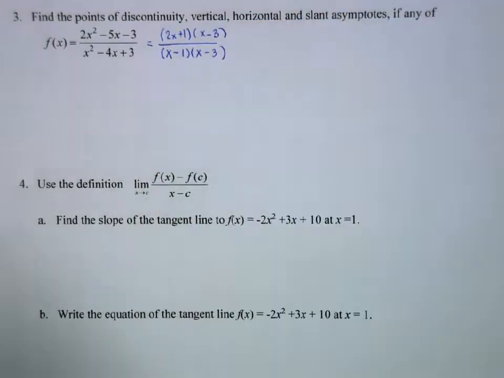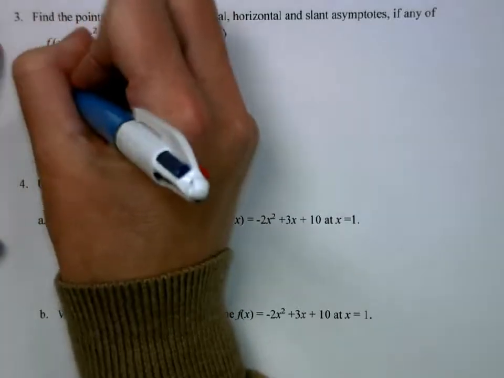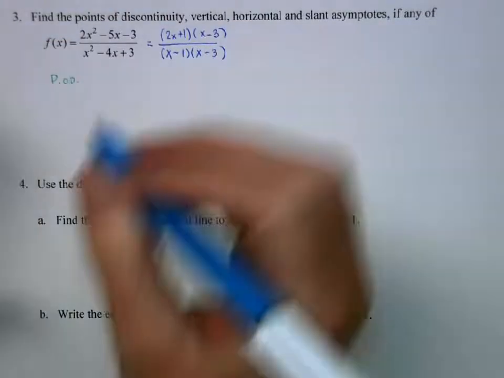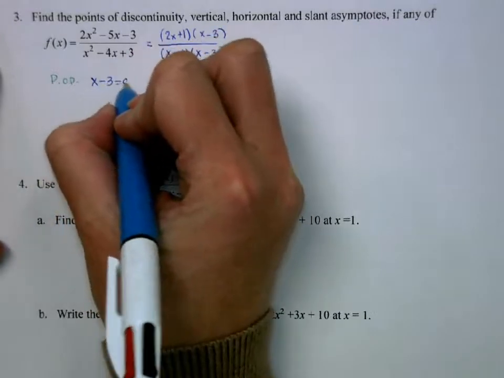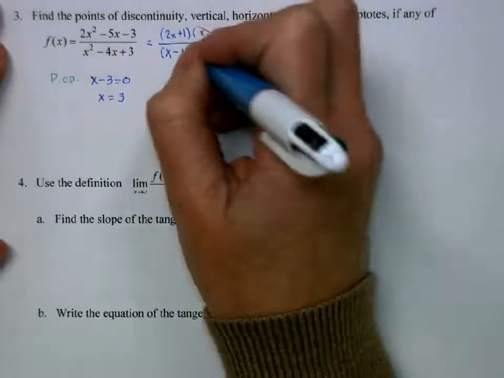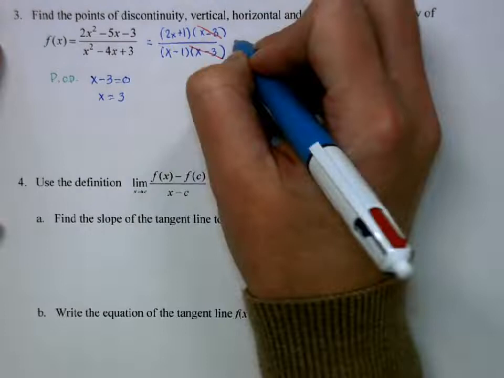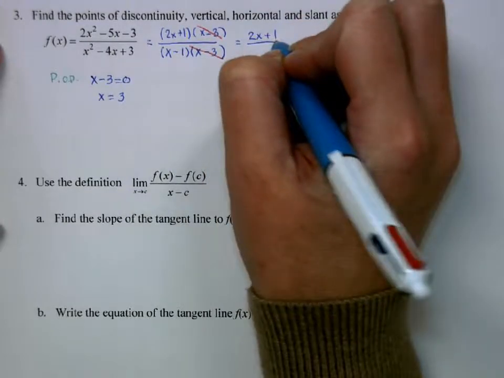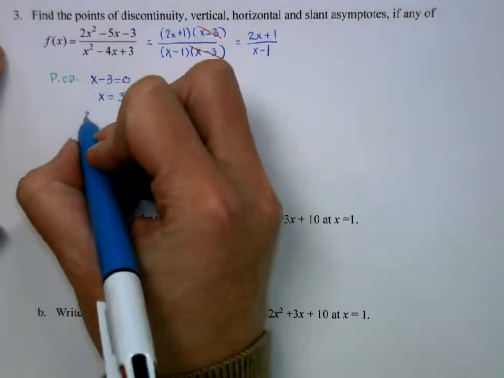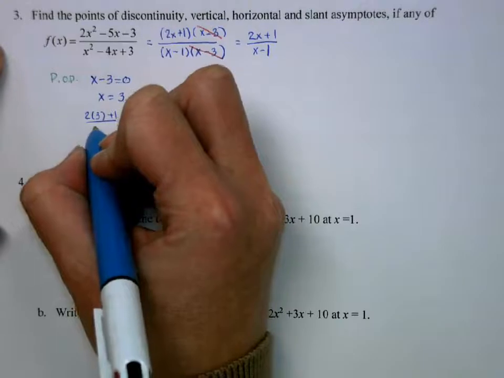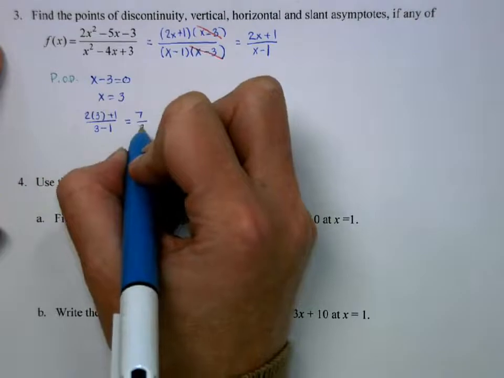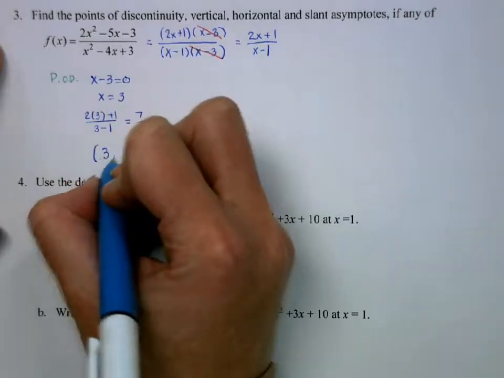Okay, so we do have a point of discontinuity, because we have a common factor on the top and the bottom. So when x minus 3 equals 0, which is at x equals 3, then we remove the discontinuity. So we're left with 2x plus 1 over x minus 1. I'm going to take 3, plug it into that. So that's 6 plus 1 is 7 over 3 minus 1 is 2. So we have a point of discontinuity at (3, 7/2).